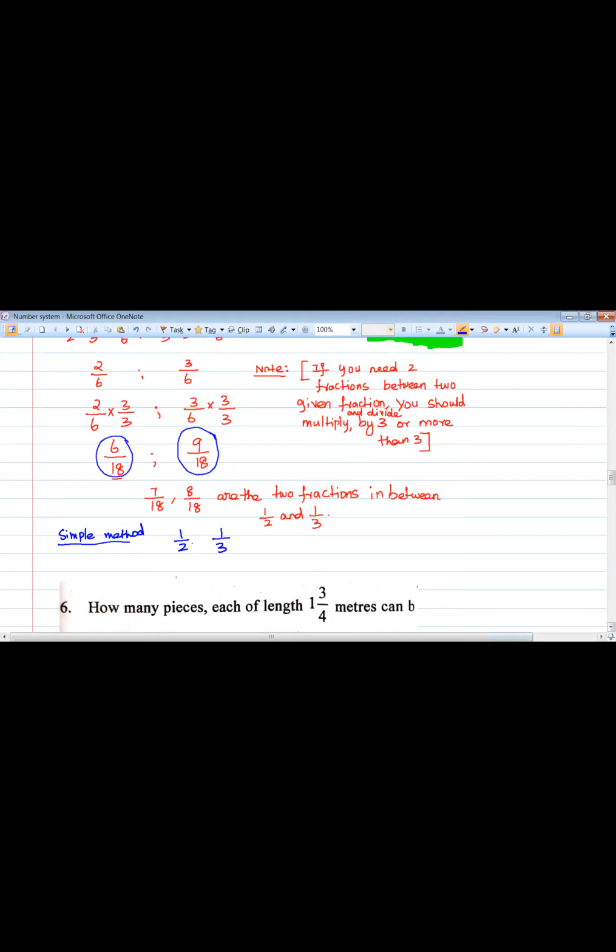How do you say 1 by 2 is the greatest one? I will tell you. Very simple. 1 by 2 is equal to 0.5. 1 by 3 is equal to 0.3333. It goes on like this. Then which one is greater? 1 by 2 is the greatest one.